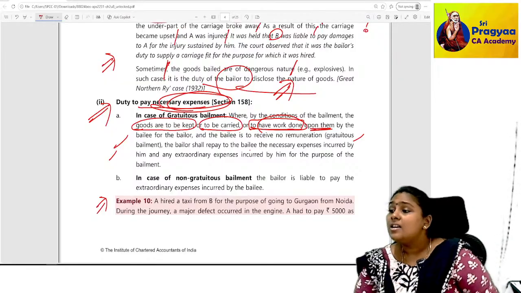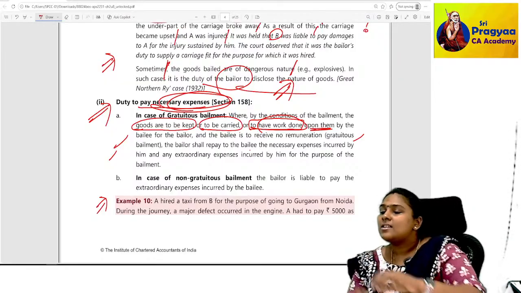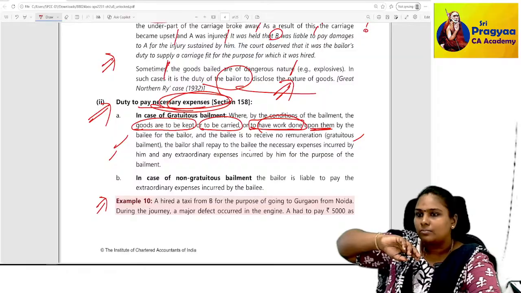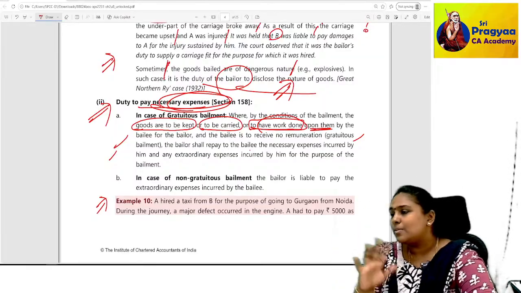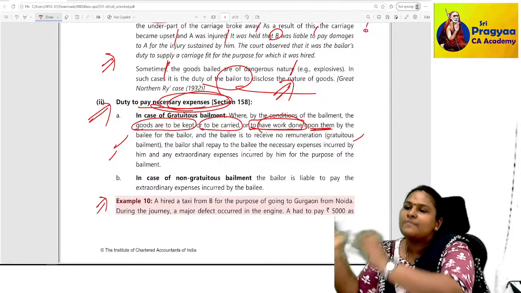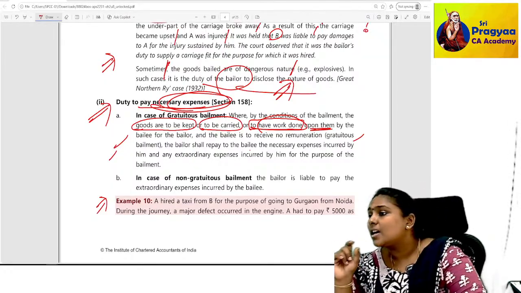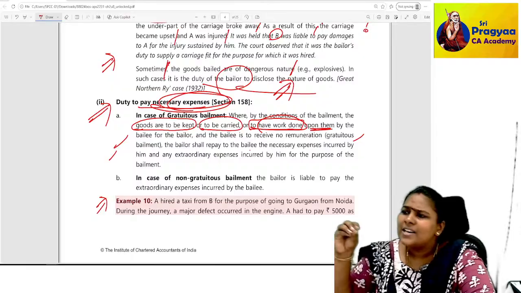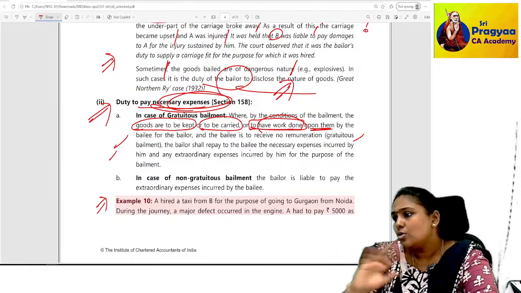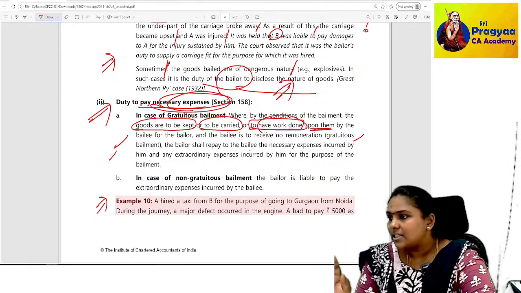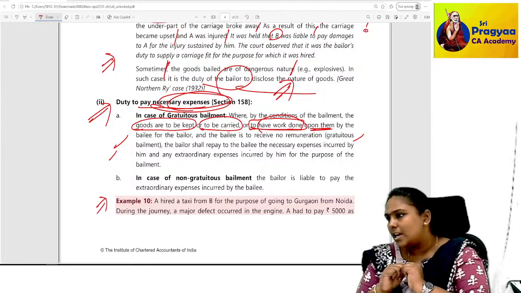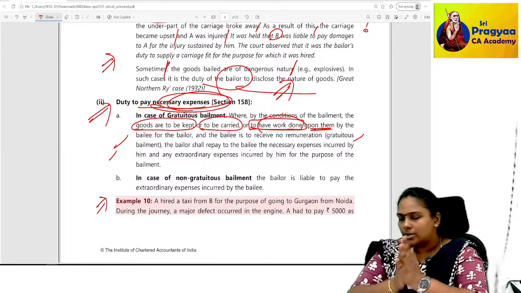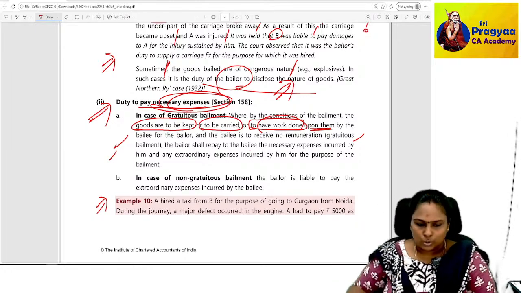Able to understand? In case we take that bike for a test drive, and during the test drive we find there is some other big problem in the bike, and they remove the engine and put another engine. Now this is an extraordinary expense. Will it come under normal service? No, it cannot come under normal service. That engine cost, who should bear? You only should bear. Bailor only should bear. Clear? Understood? 2 minutes time. Please go through.